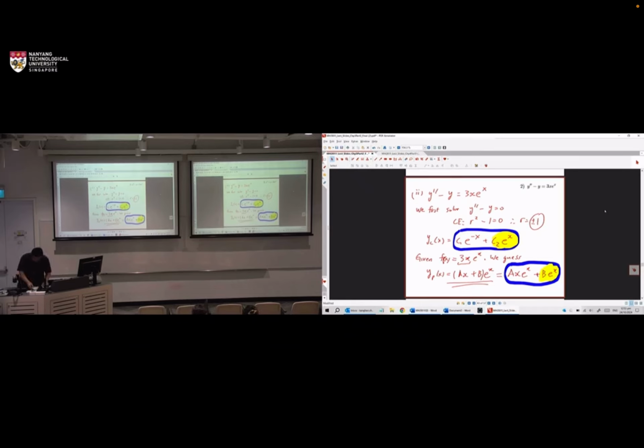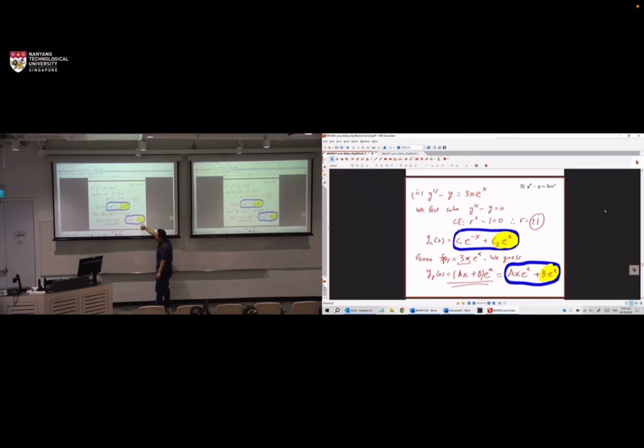I multiplied it out so that it's easier for me to analyze with the yc. You see whether there is any overlap. When I multiply it out, I got axe^x plus be^x. Then I compare my guess with the yc. Unfortunately, this c2e^x overlaps with this be^x.